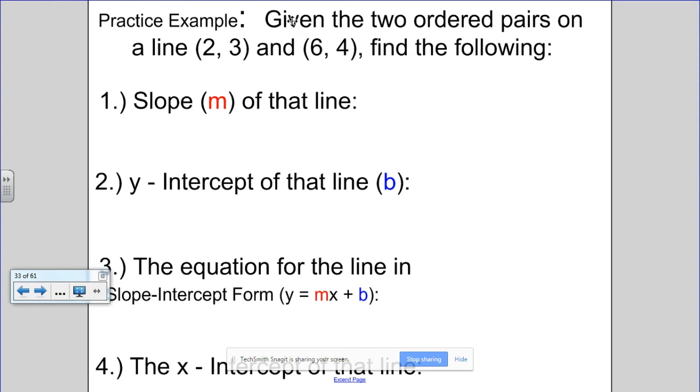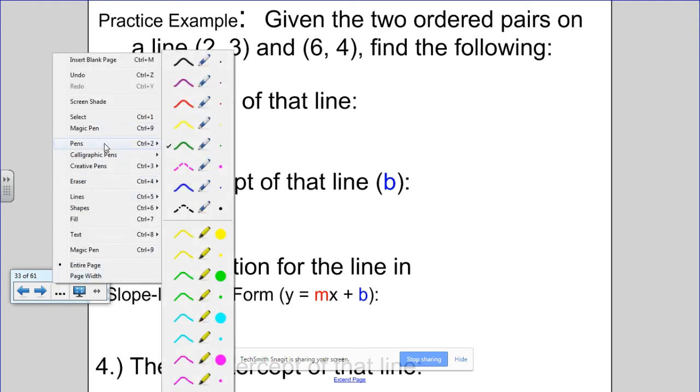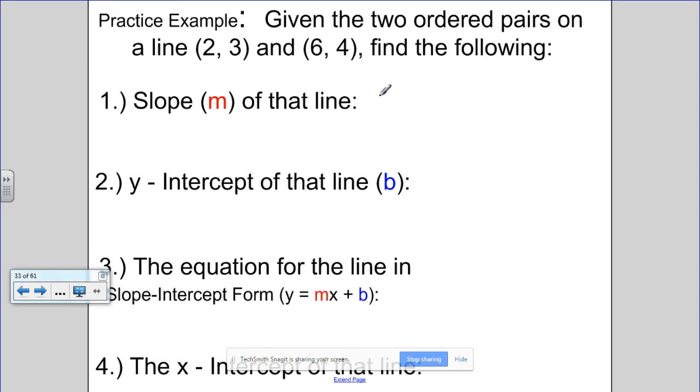Let's do one more. Given the 2 ordered pairs on the line, 2, 3, and 6, 4, let's find the following. Let's find the slope. Let's see what happens. So slope is m. m is equal to the rise over the run. Between 3 and 4, how far did it rise? It went from 3 to 4. It went up 1 positive unit. And it ran from 2 to 6. Hopefully you can do 6 minus 2 in your head. It ran 4 positive units. So we have a fractional slope here, a rise of 1 and a run of 4. So our slope is going to be 1/4.